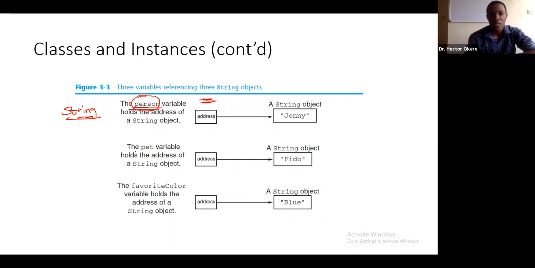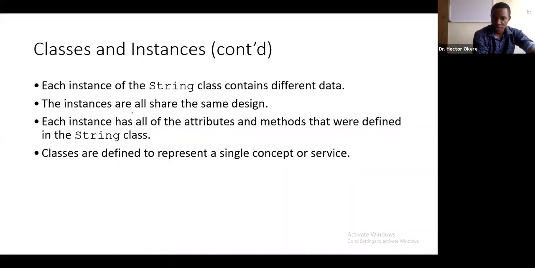Now the pet variable, I can also say string pet. Fido is the name of the pet. Or string favorite color, and I say blue. So these are three variables referencing three string objects. Now, each instance of a string class contains different data. The instances all share the same design. Each instance has all the attributes and methods that were defined in the string class.